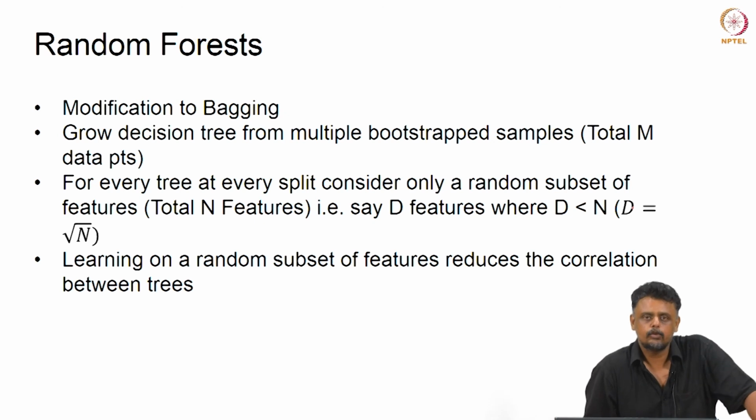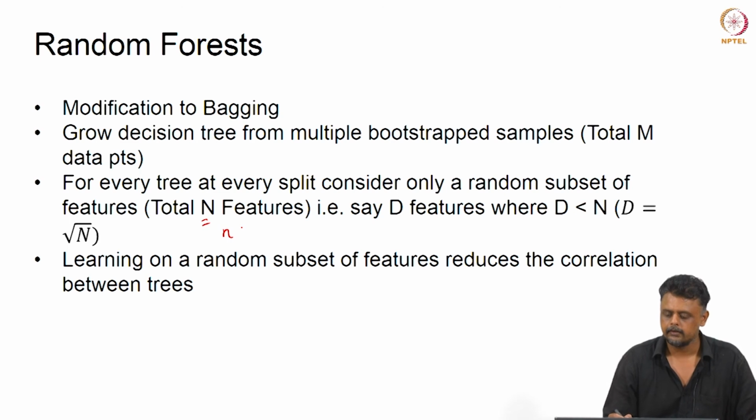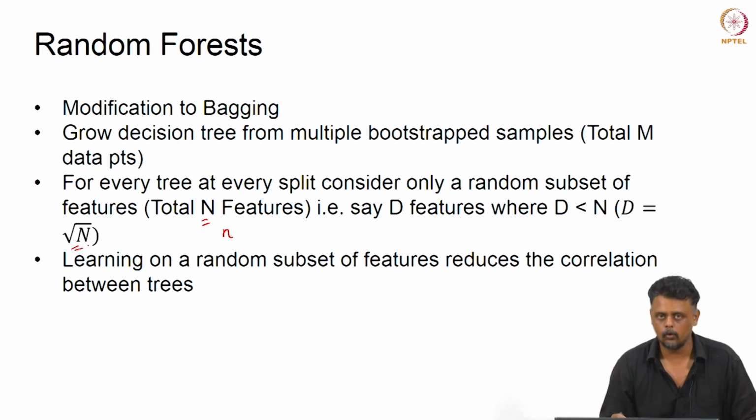It is a modification to bagging, wherein we grow decision trees from multiple bootstrap samples. Let us say we have m data points, we will have bootstrap samples of m data points, and for every tree at every split we will consider only a random subset of features. Let us say you have a total of n features, we typically use small n, I have used capital N here, that is fine. Let us say d features, and typically d is of the order of the square root of n. So, at every node in every decision tree you will only choose a subset of the features. The learning on the subset reduces the correlation between the trees.